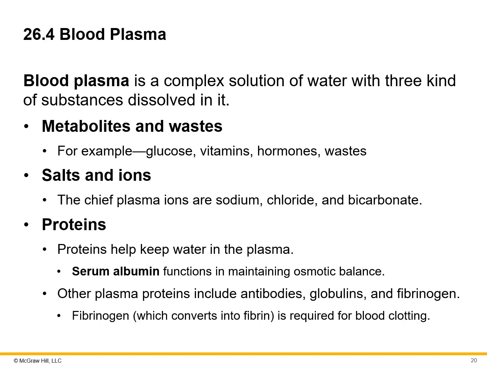All right, we also have blood plasma to talk about. So it's kind of a complex solution. It has a few different things in it. It has metabolites and waste. It contains salts and ions like sodium and chloride or bicarbonate to help with keeping pH normal. And then a lot of different proteins that are in there.